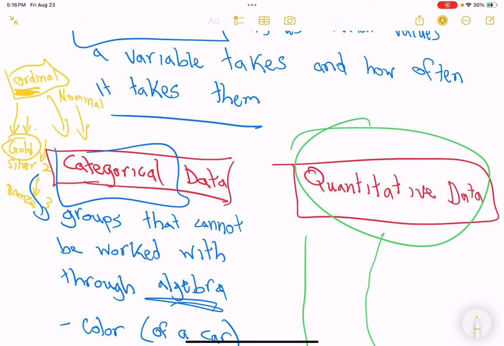Now, you still can't do math with it, right? There's no such thing as a gold medal minus a silver medal, so it can't be quantitative, but they are ranked. So categorical data that's ranked but that you cannot do math with is ordinal. Nominal is just all the rest of the categorical data. So like car color, for example, is a great example of nominal categorical data because it's just like red, blue, brown, green, whatever.